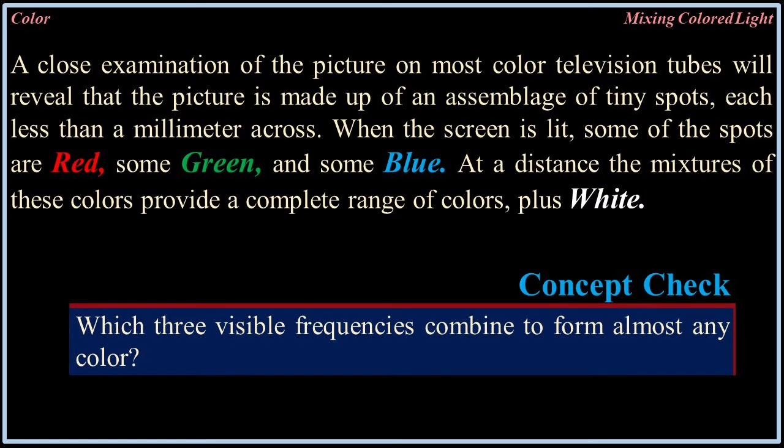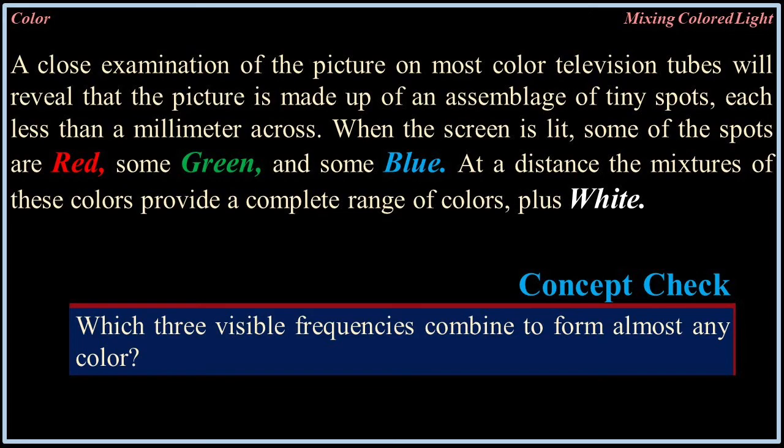A close examination of the picture on most color television tubes will reveal that the picture is made up of an assemblage of tiny spots, each less than a millimeter across. When the screen is lit, some of the spots are red, some green, and some blue. At a distance, the mixture of these colors provides a complete range of colors, plus white.